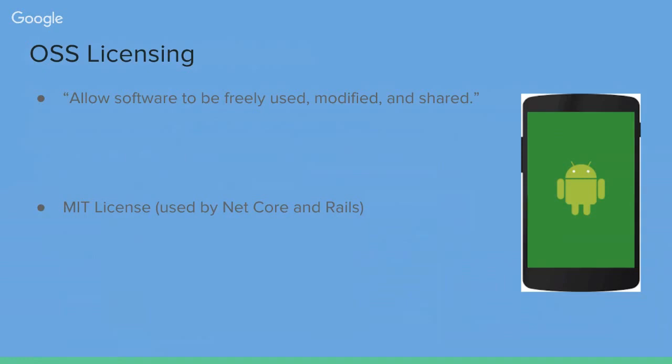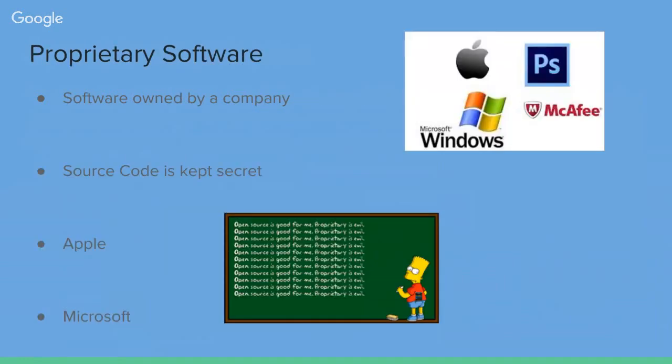So how is this possible? Well, through open source software licensing. It allows software to be freely used, modified, and shared. One of the most common licenses is the MIT license, and it's used by .NET Core and Rails. And basically the MIT license just says that this software is able to be modified, edited, and redistributed by anyone who so desires.